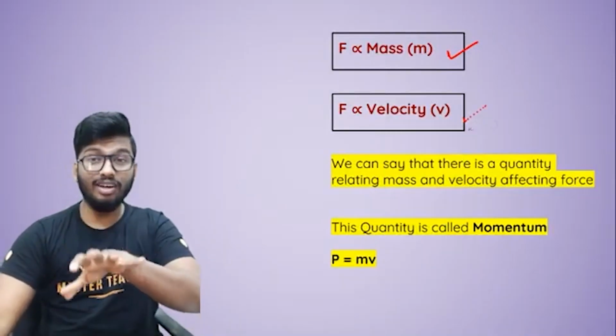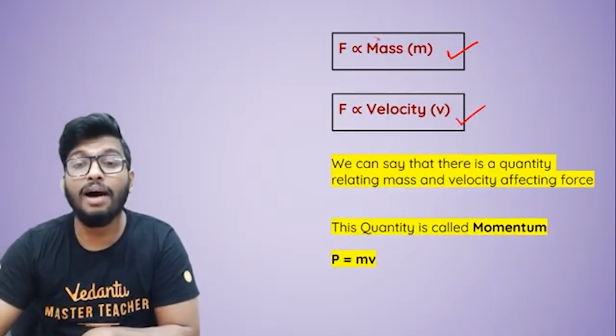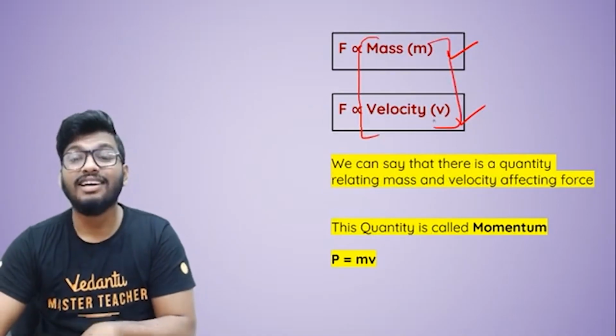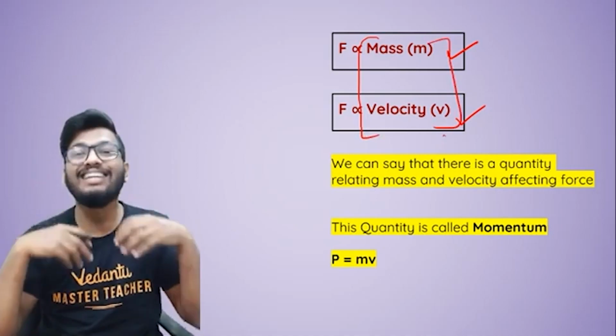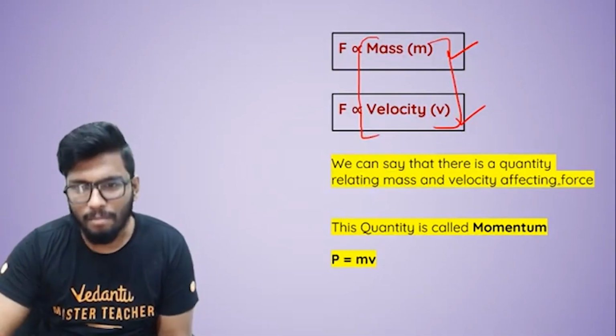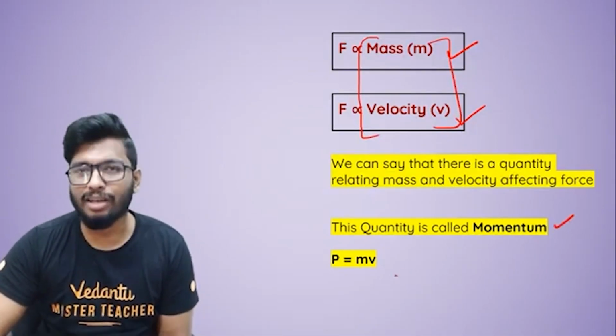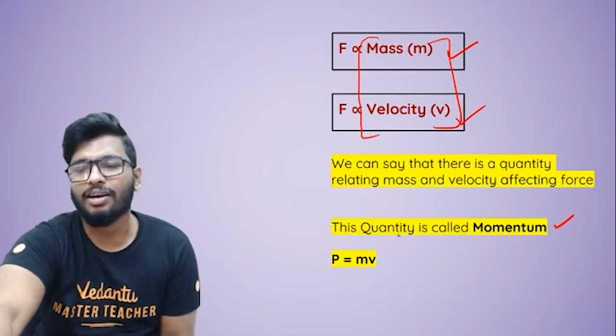Now there is a quantity that shows the relationship between both mass and velocity, a quantity that relates both of them, and that quantity is called momentum, which is represented by the capital letter P, and the formula is m into v, where m is the mass and v is the velocity.